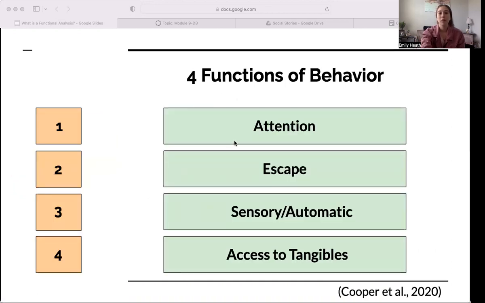The 4 functions of behavior, as categorized by behavior analysts, are attention, escape, sensory, and access to tangibles. When assessing why a client is engaging in a problem behavior, evidence suggests that the reason will fall into one of these 4 categories. So when conducting a functional analysis, the behavior analyst will test the frequency of the behavior occurring under each function in contrived conditions.